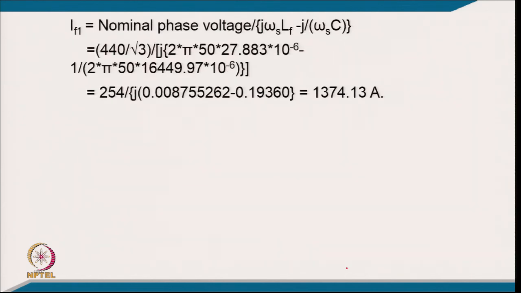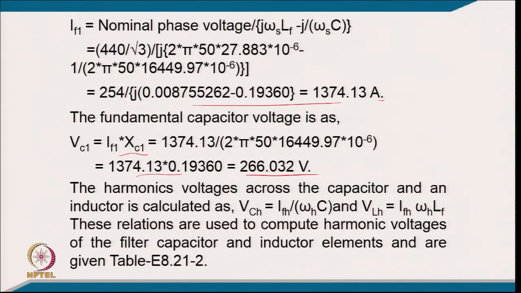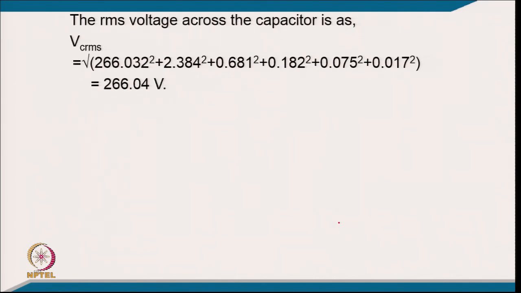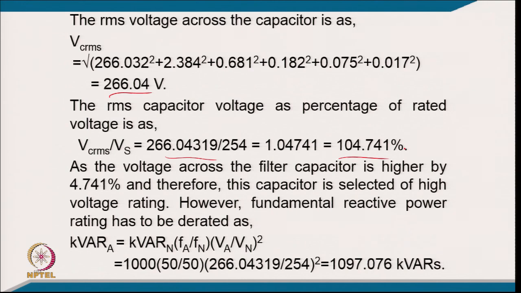And the total RMS capacitor voltage can be calculated from the fundamental. So, these are the fundamental currents of the capacitor, and you now have the fundamental current of the capacitor as 137.413 ampere, and the fundamental capacitor voltage you can calculate from here. So, it comes to 266.032, and the harmonic voltage across the capacitor and inductor is reduced to VSCH, and from this you can find the value. Typically the capacitor voltage comes to 266.04, and the RMS capacitor voltage percentage is hardly 104.74. So, only 4.7% extra voltage is there across the capacitor. The voltage across the filter capacitor is higher, only 4.741%, and therefore this capacitor is selected with a higher voltage rating.